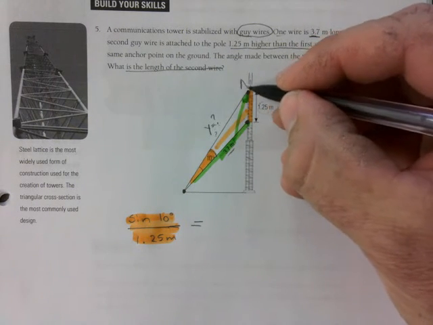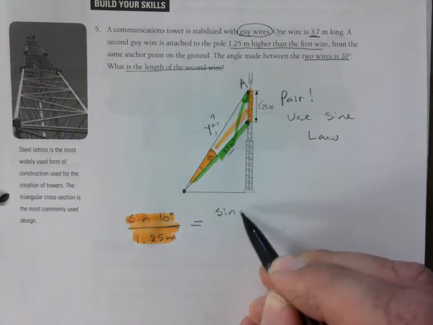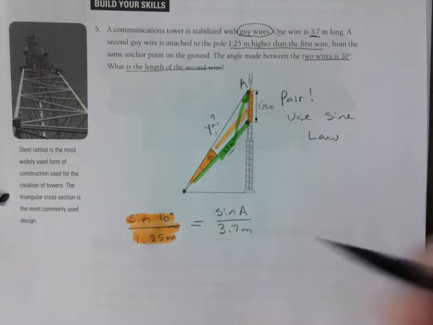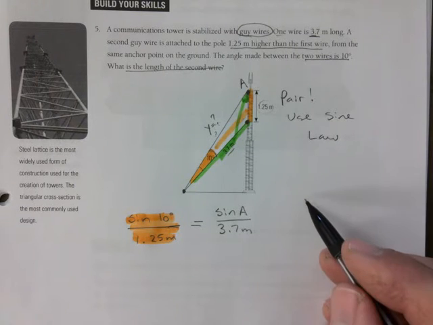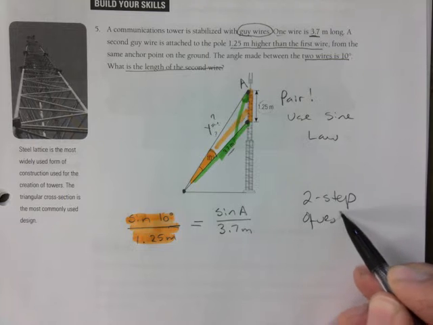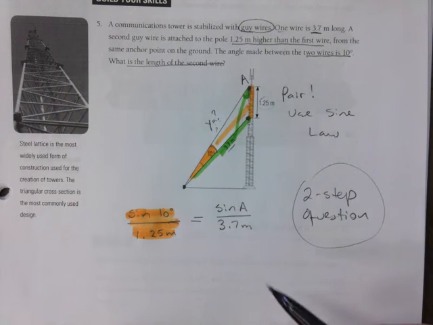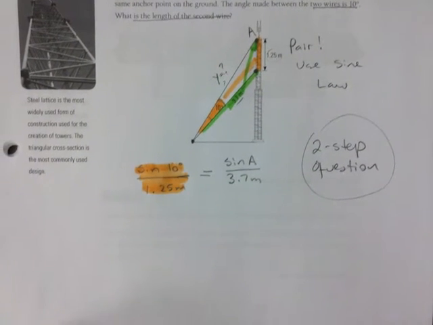Let's call this A. So sine A is going to be over 3.7 meters. So basically what I just realized, I can't, this is not a slam dunk question. This is a two-step question, right? Write that down right next to it. You realize just now that you can't answer it in one calculation. You're going to have to do multiple calculations.